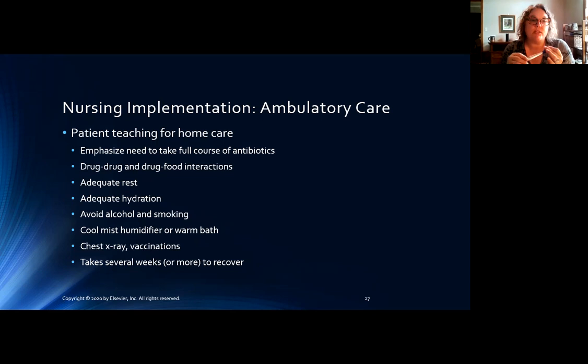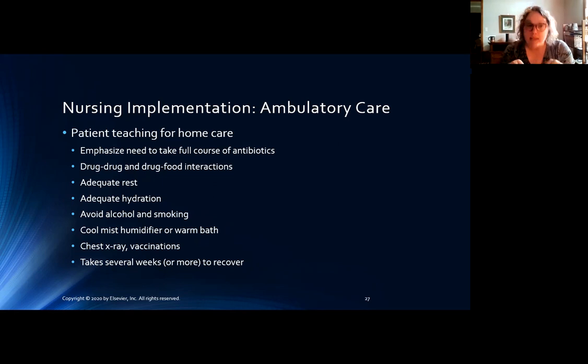We want to educate them on drug and food interactions. People who are on birth control and they're on an antibiotic, some antibiotics will cancel out birth control. The person taking the antibiotics and the birth control will probably want to know that, because there's probably a reason why they're on birth control. And if the antibiotic is going to interact with that, they should be aware of that.